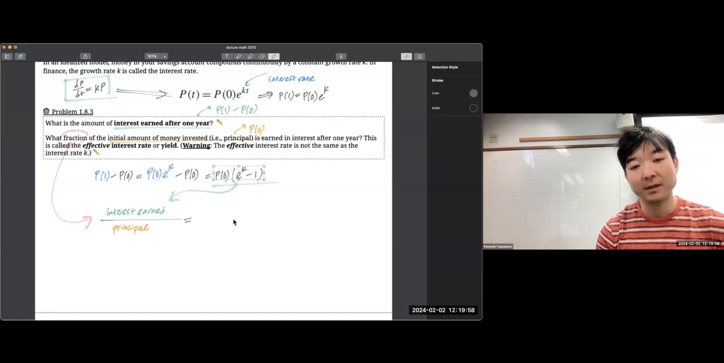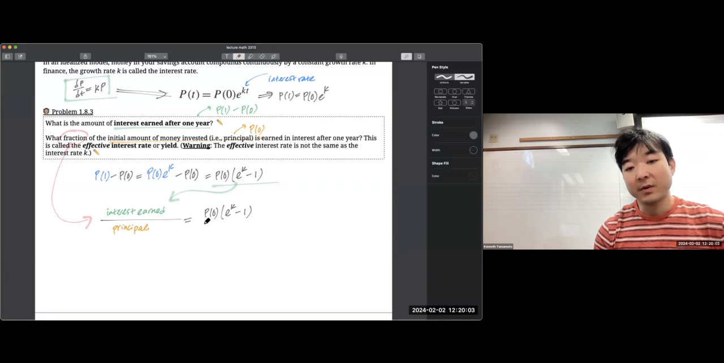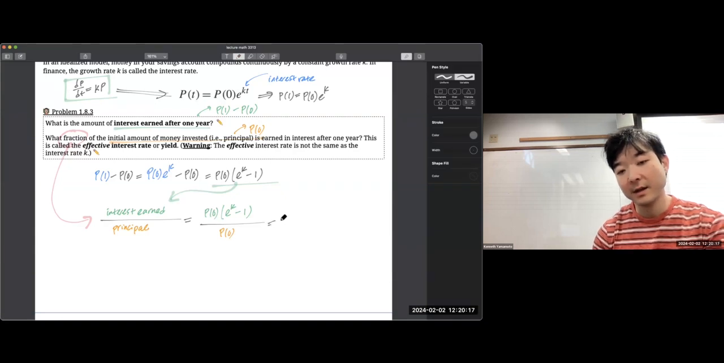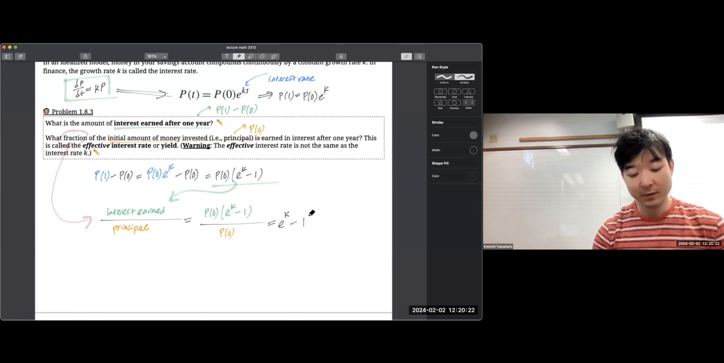So we'll just copy and paste this on the top. And then you also have the principal, which is this. And the P naughts cancel. So you just have that the fraction of the principal that you've earned in interest after 1 year is just e to the k minus 1. Okay. And they have a name for this. They call this the effective interest rate or the yield.